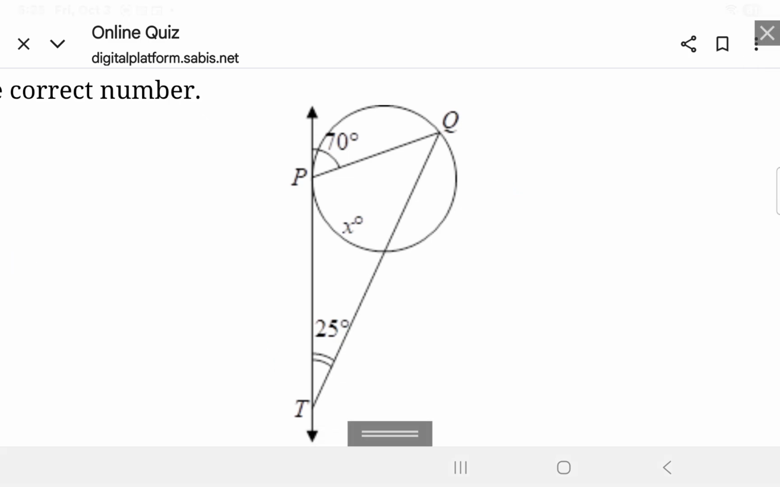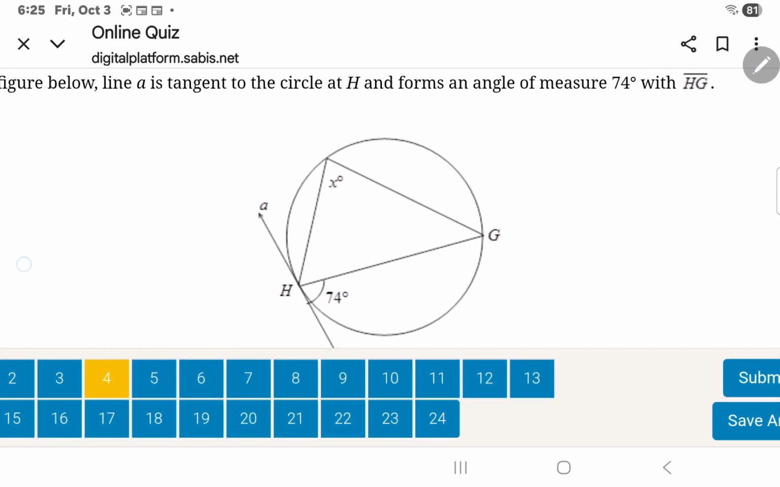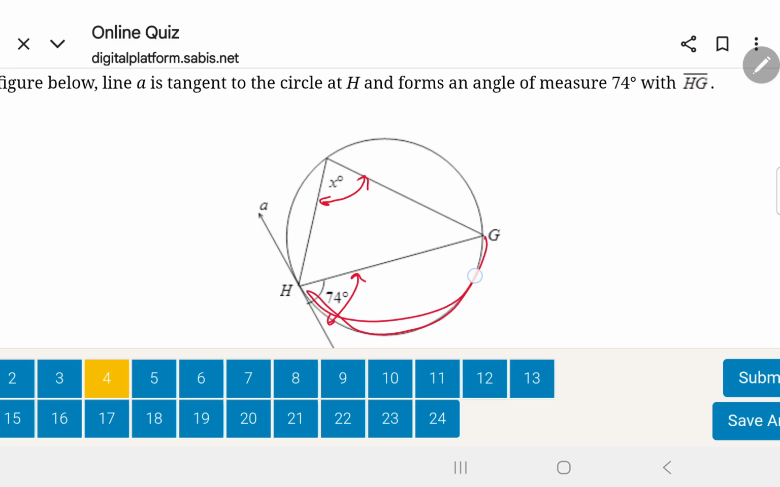First step is that this angle here is 110. Then you use the sum of angles in a triangle to calculate angle Q. So you get 45. Then multiply 45 by 2, x equals 90. Number 4. You can directly say these two angles are angles in alternate segments, or angle at circumference, angle at tangent. They share the same arc here. So this is directly 74.